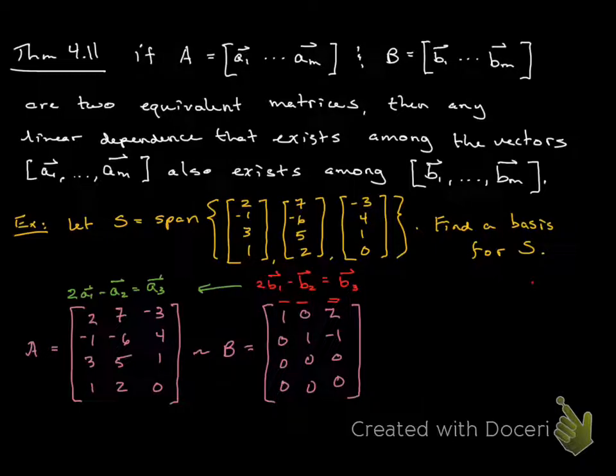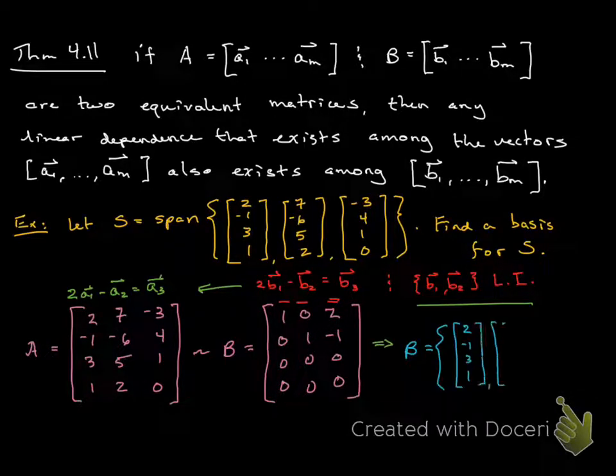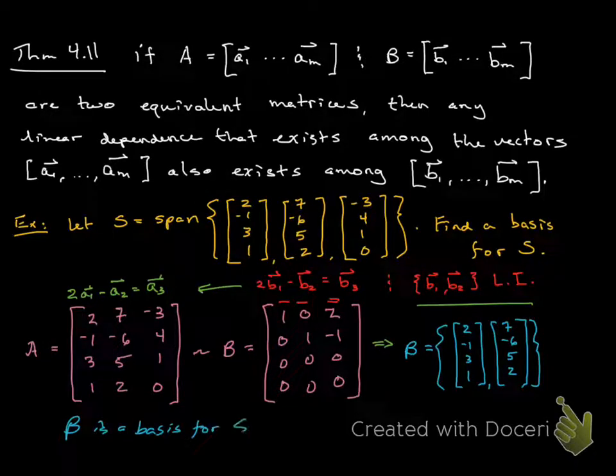Now what that means in terms of basis is that the pivot columns of B, in this case the first two columns of B, and the corresponding columns in A form a basis for the set. Because those first two columns are linearly independent, I have a basis, and that's the first two columns of A. That forms a basis for my set.